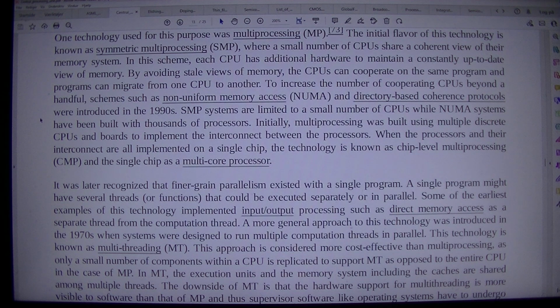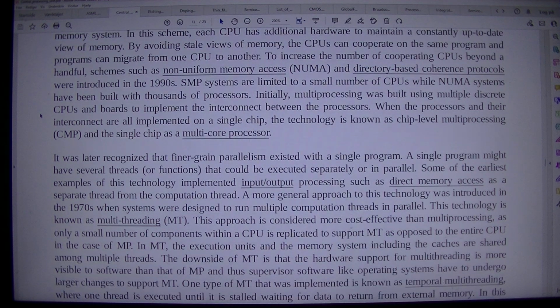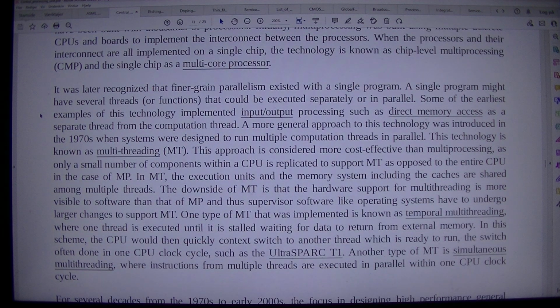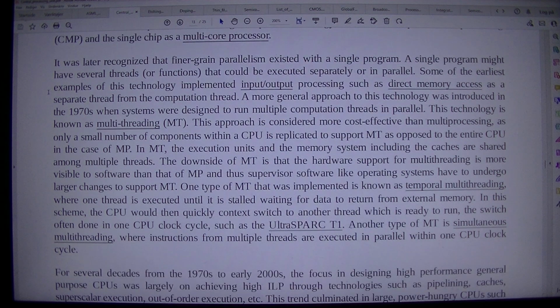SMP systems are limited to a small number of CPUs while NUMA systems have been built with thousands of processors. Initially, multiprocessing was built using multiple discrete CPUs and boards to implement the interconnect between the processors. When the processors and the interconnect are all implemented on a single chip, the technology is known as chip-level multiprocessing, CMP, and the single chip as a multi-core processor.